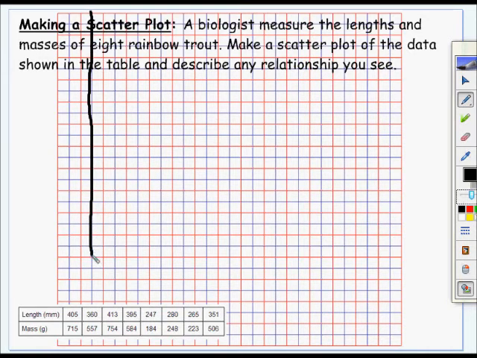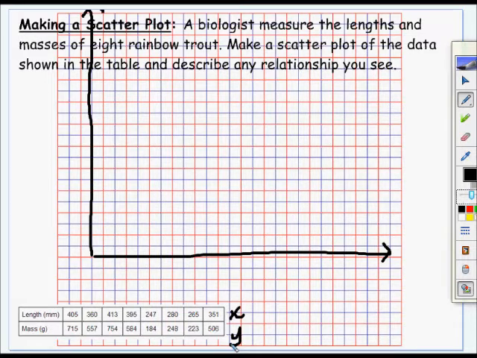y-axis and an x-axis. They're going to go on and on forever. We're going to go ahead and label them. So we see a biologist measures the length and masses of 8 rainbow trouts. We're going to look at the X.